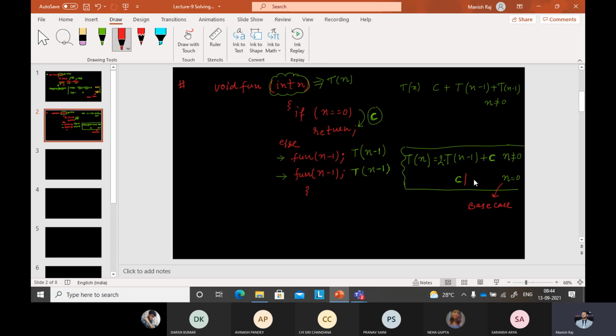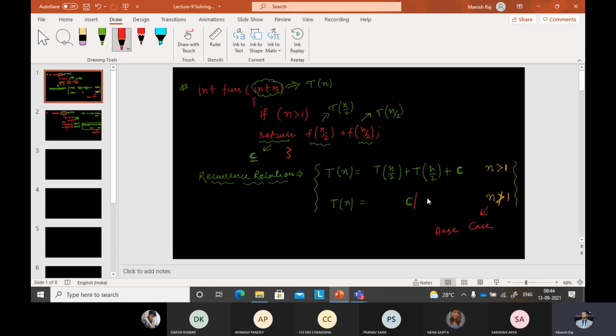Here you can write c or you can write 1. Here also you can write c or you can write 1. 1 does not mean the value is 1, it is only a constant; I am not saying it will take one unit of time. This is some constant, so I am putting 1, 2, whatever. But for solving the question you can write 1. Here you can write 1, and again 1 here also.